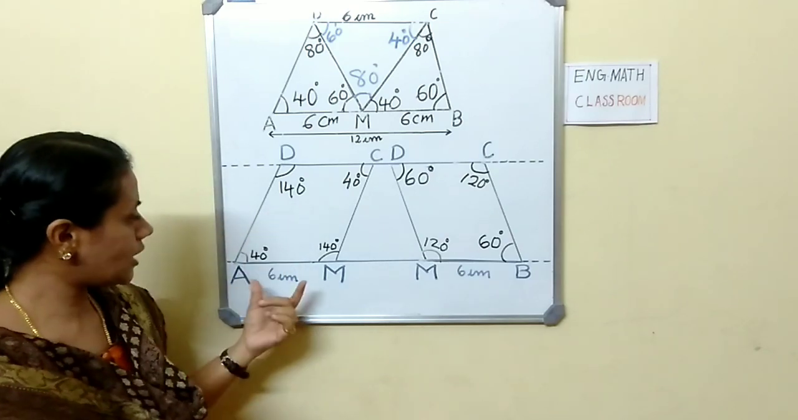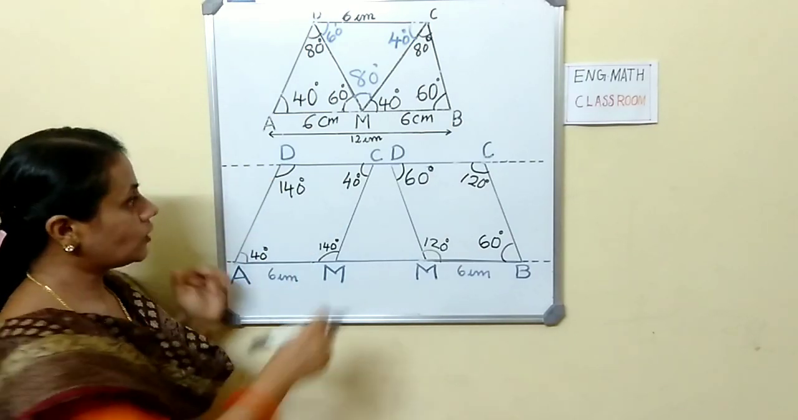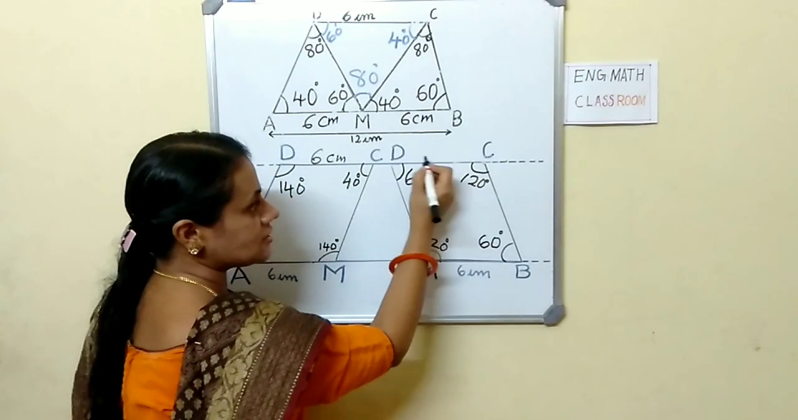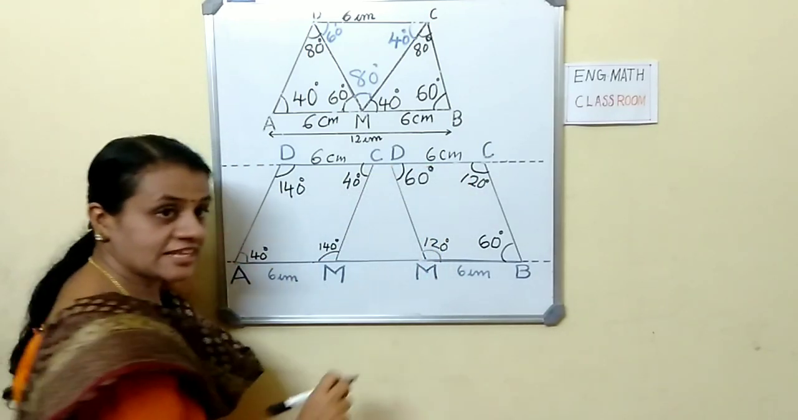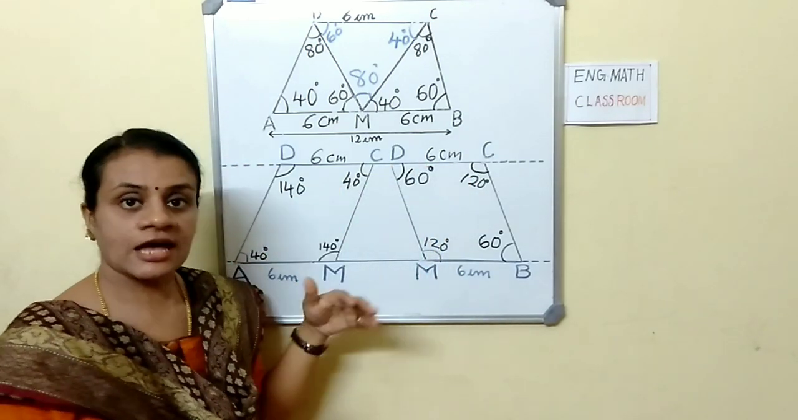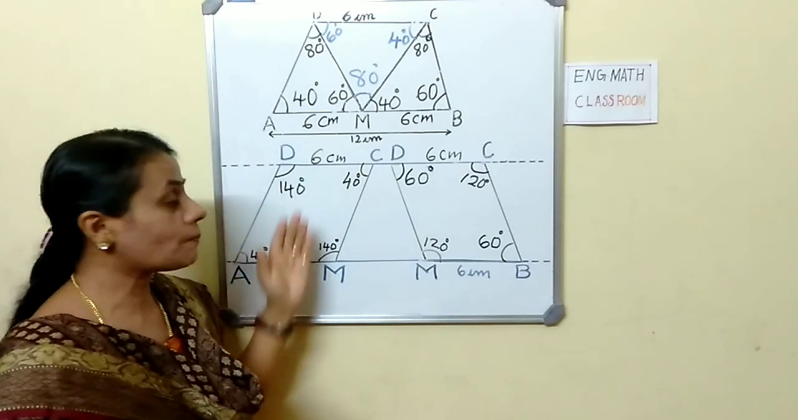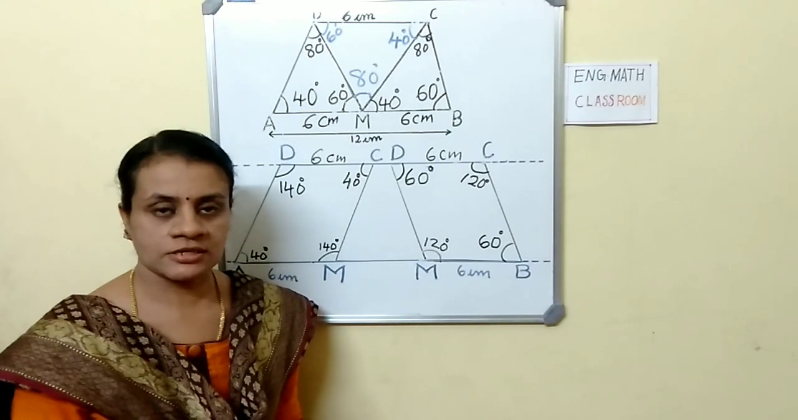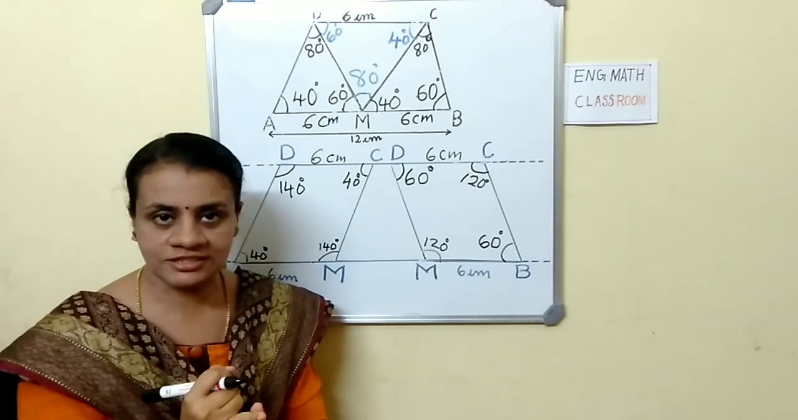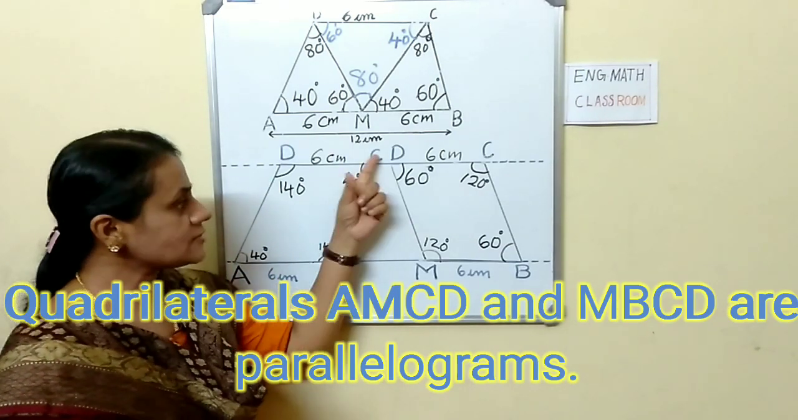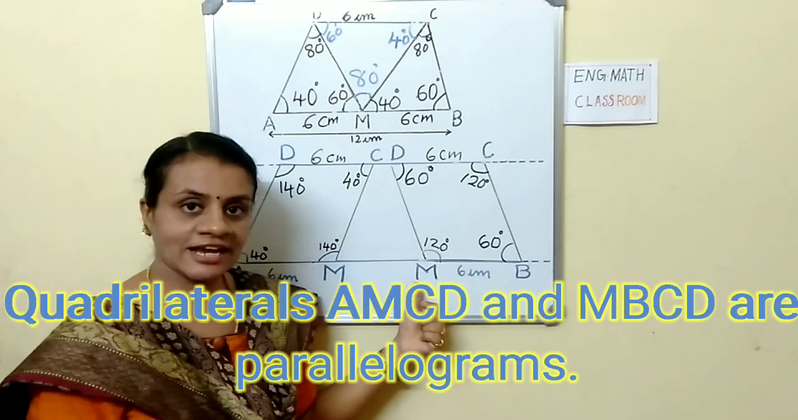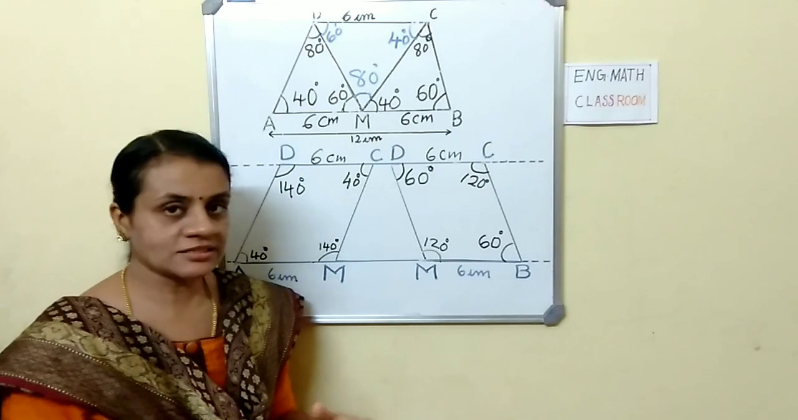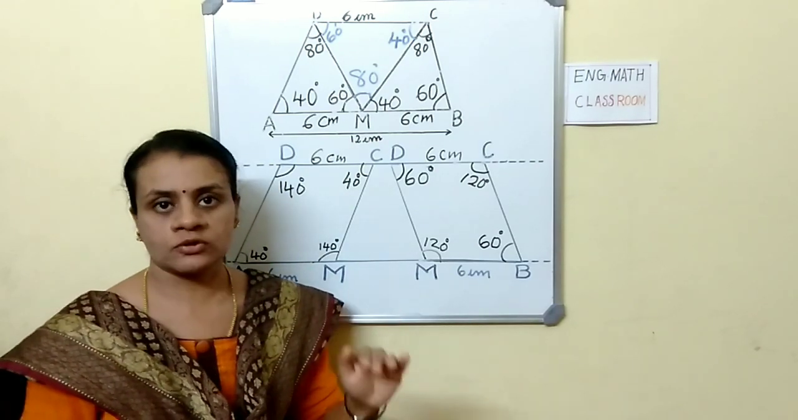And how about this? Their opposite sides are equal because CD is 6 centimeter, MB is 6, CD is 6. So we can say that opposite sides are equal and also parallel. We can say these two quadrilaterals are parallelograms. So the first thing we have noted is that quadrilateral AMCD and quadrilateral MBCD are parallelograms, but they are not equal.